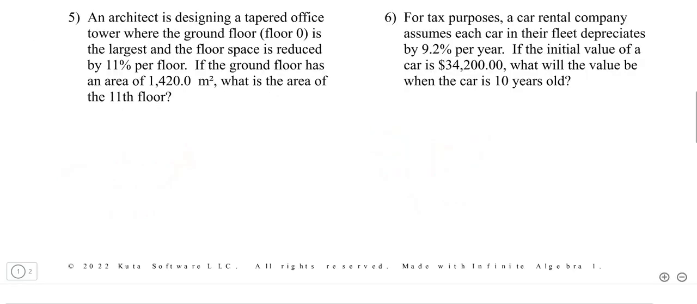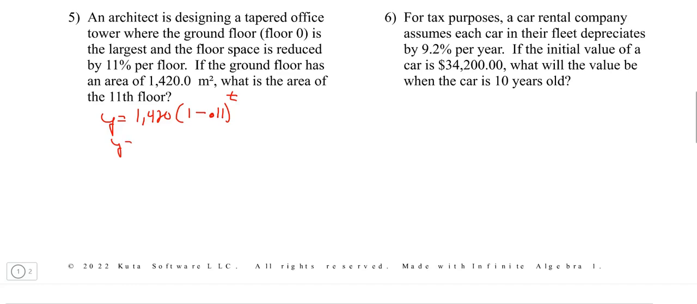All right, now on to question number 5. An architect is designing a tapered office tower where the ground floor, floor 0, is the largest and the floor space is reduced by 11% per floor. If the ground floor has an area of 1,420 square meters, what is the area of the 11th floor? So this is a decrease again, decreasing by 11% per floor. So we're going to go y equals our initial amount, 1,420, times 1 minus 11% as a decimal is 0.11 to the t power. And 1 minus 0.11 is 0.89.